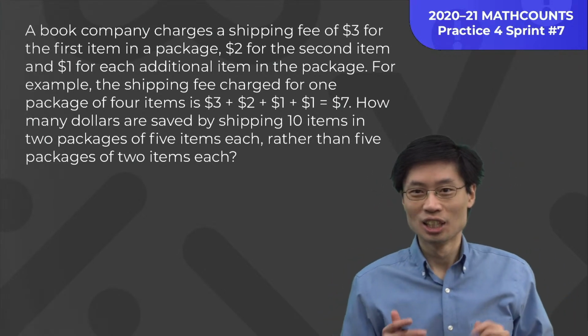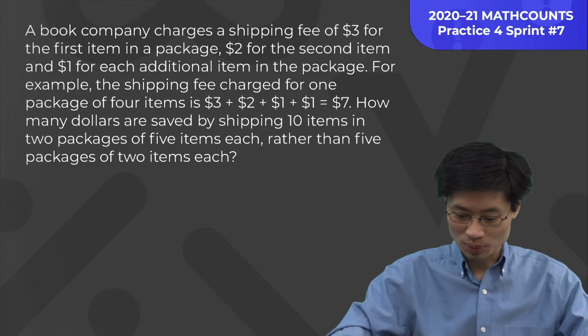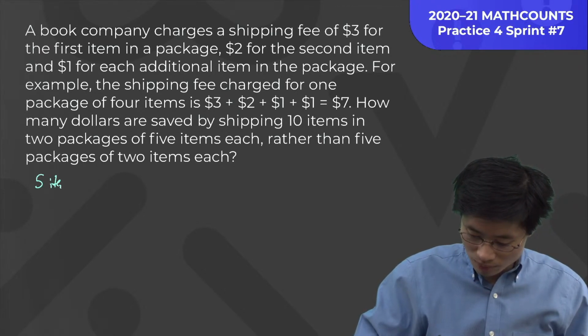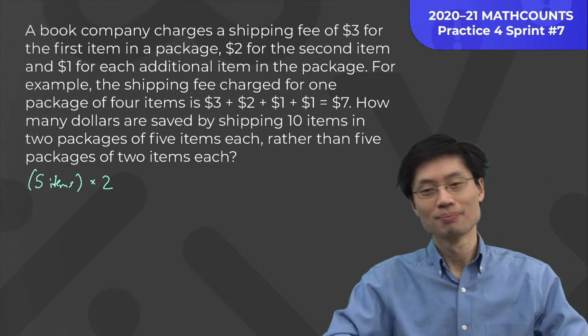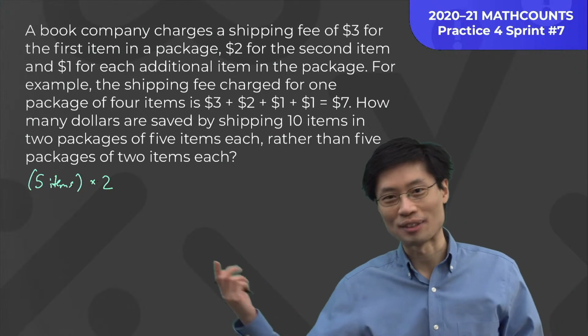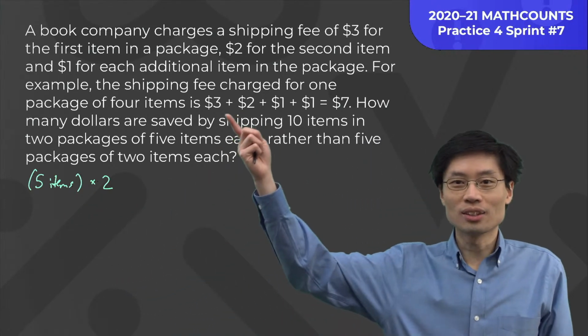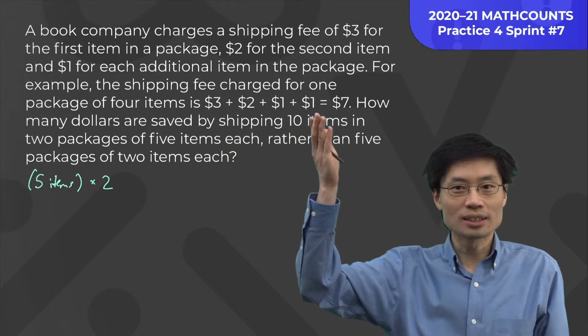We can do this. So we've got plan A and plan B. One of them is where you have 2 packages of 5 items each. 5 items, 2 packages. I should probably have put the 2 in front of the 5, but anyway. 5 items and 2 packages. If I've got 5 items, well, we already know how to do it for 4 items. That's $7.